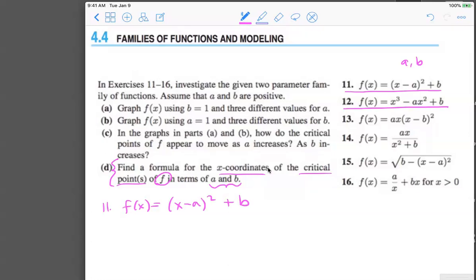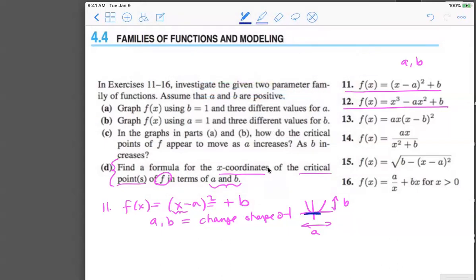And we know that the parameters a and b are going to change the shape of the parabola. The x squared function is some sort of parabola, and a and b change the shape of that. We know that b is going to move the parabola up and down, and that a is going to move the parabola left and right. So how do the parameters a and b change where the critical point of this function is?